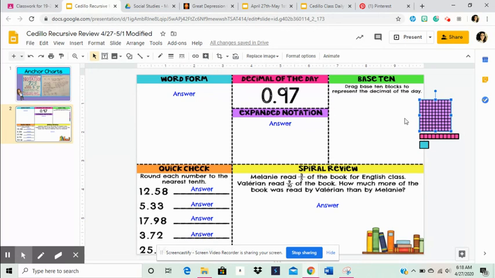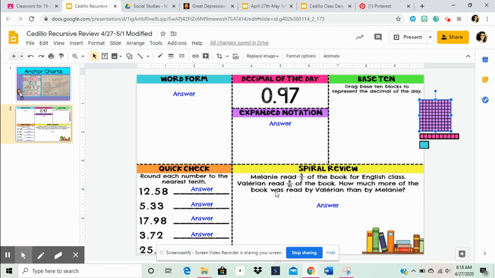So 97 hundredths, don't forget this is 1 whole, this is 1/10, and these down here are hundredths. Okay, so you'll have to show me in word form, expanded form, and then using the base 10 blocks, you'll have to model that for me. Here you're going to be using rounding, round each number to the nearest tenth. So it is using place value.